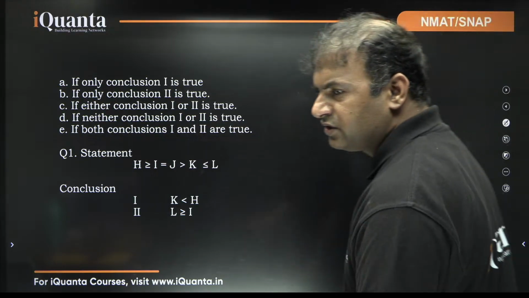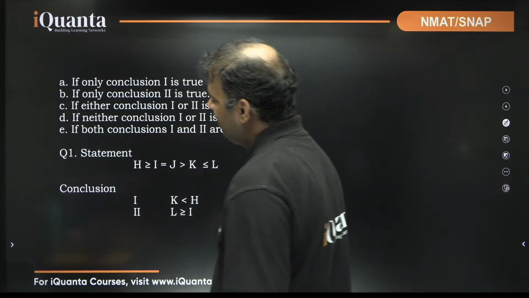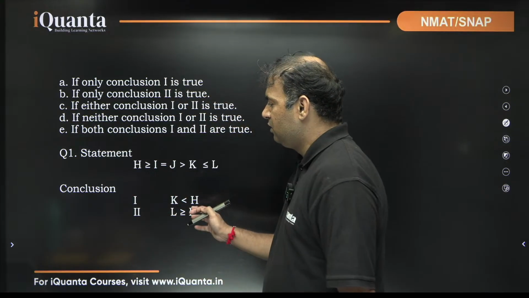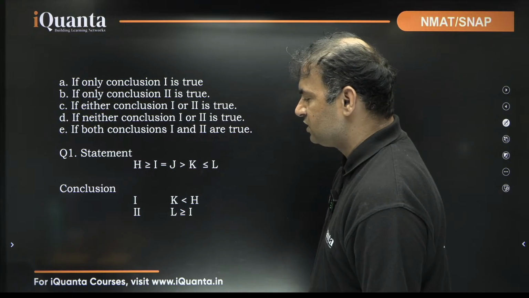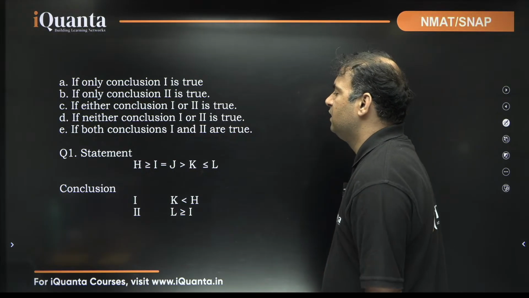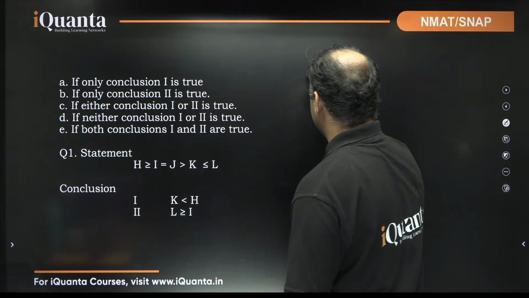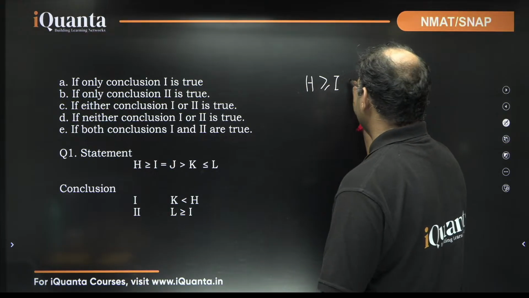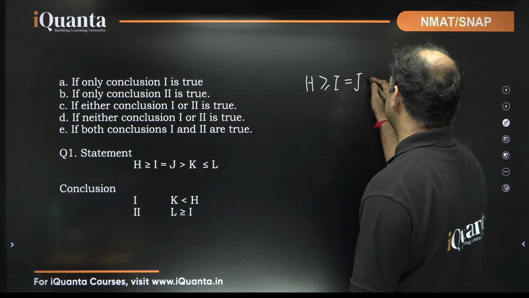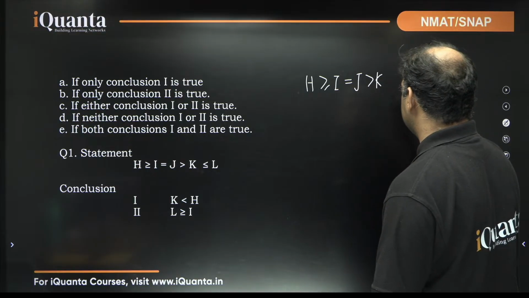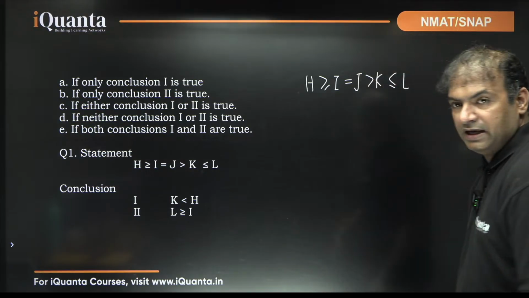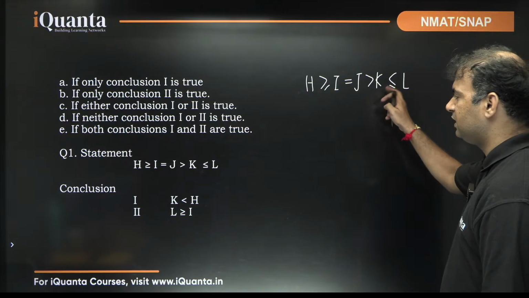Okay. First question, guys. So let me solve for you. The statement is about H, I, J, K, L. First conclusion is about K and H. Second is about L and I. All right. Not very difficult. I'm sure you can understand that this is not as difficult. H is greater than or equal to I, which is equal to J, which is greater than K, and that is less than or equal to L, right? Okay, first conclusion is about K and H.